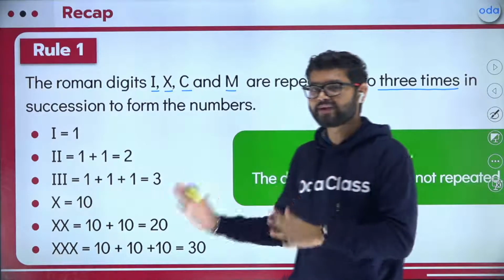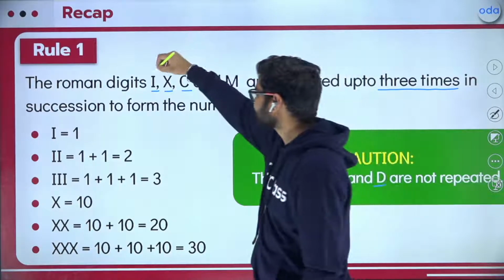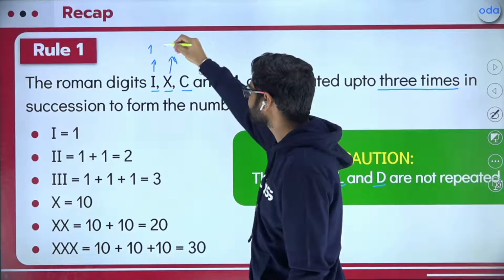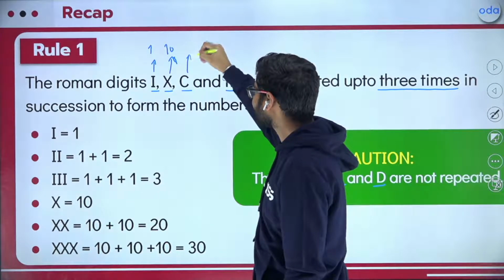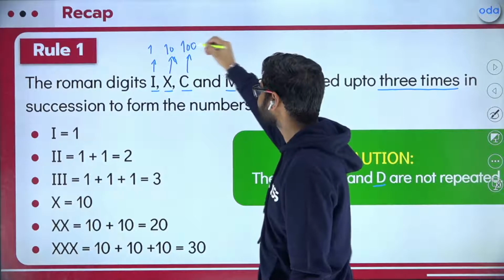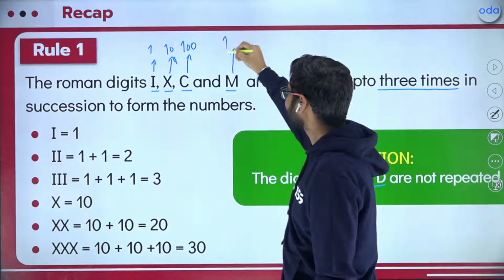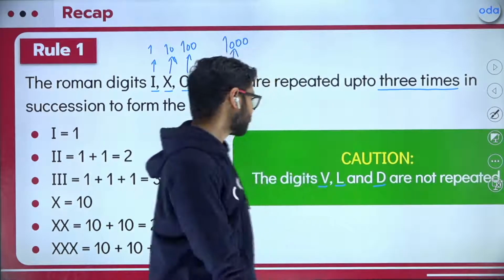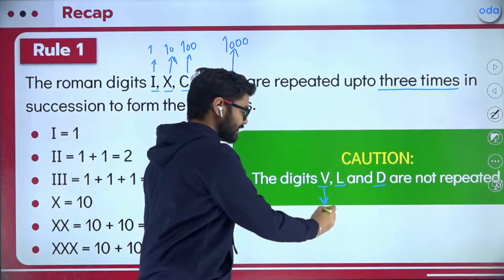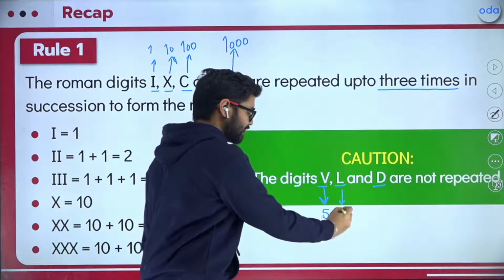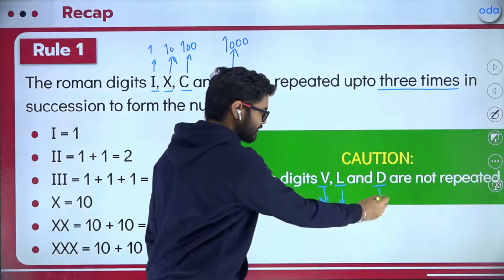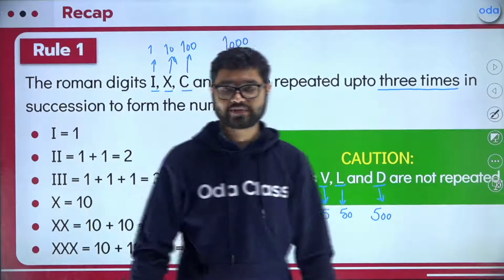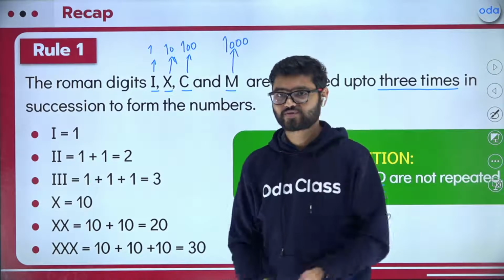So you can simply remember as of now, all the symbols which contain 1, we can repeat them up to three times in quick succession. And talking about the symbols which contain a 5, V is 5, L is 50, and D is 500. So these which contain 5, we cannot repeat them. Reason, you will find that in part number 1.